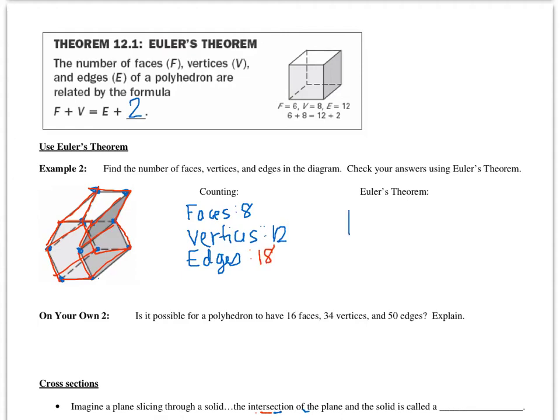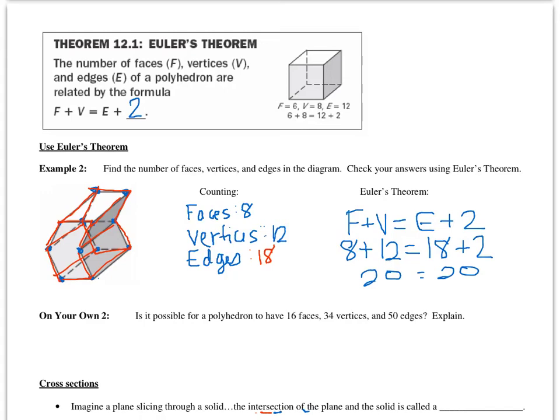So to check this, we know faces plus vertices equals edges plus 2. So faces are 8, vertices are 12, edges are 18 plus 2. This is 20, and this is 20. So that's definitely the right answer. On your own too, pause it and try this one.